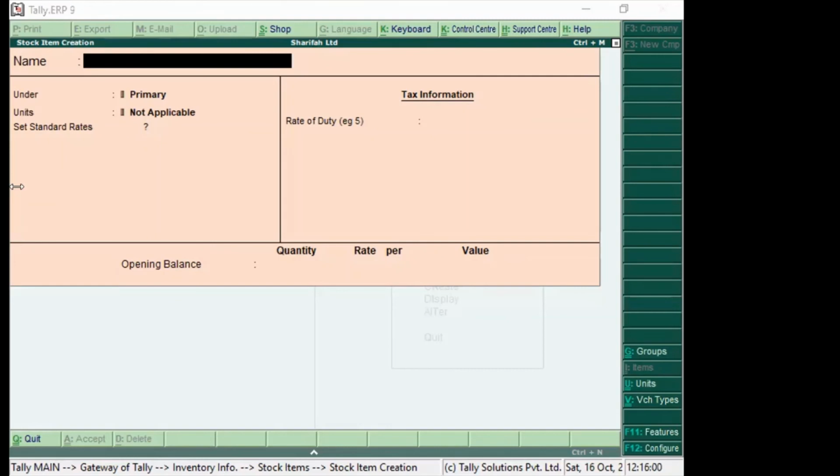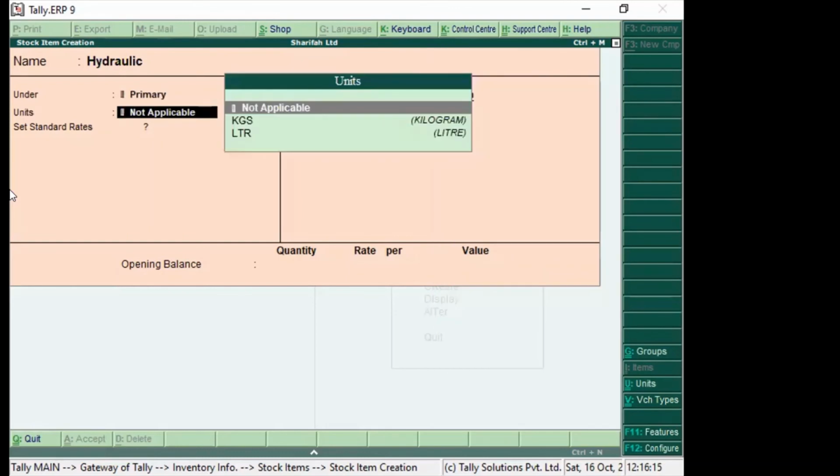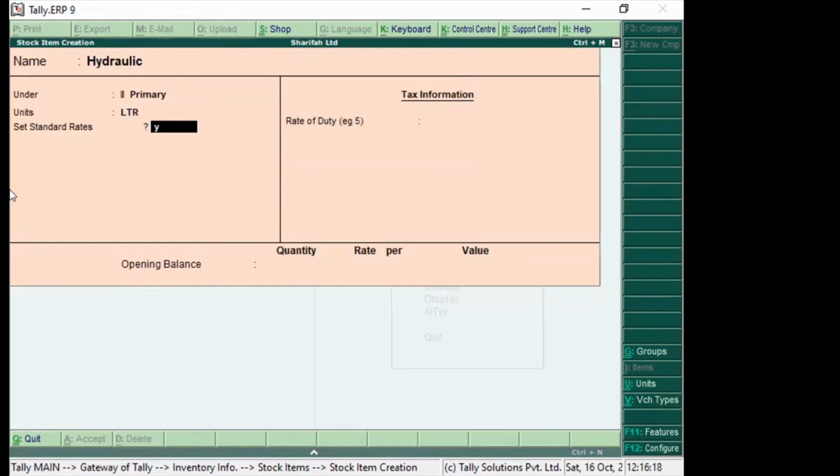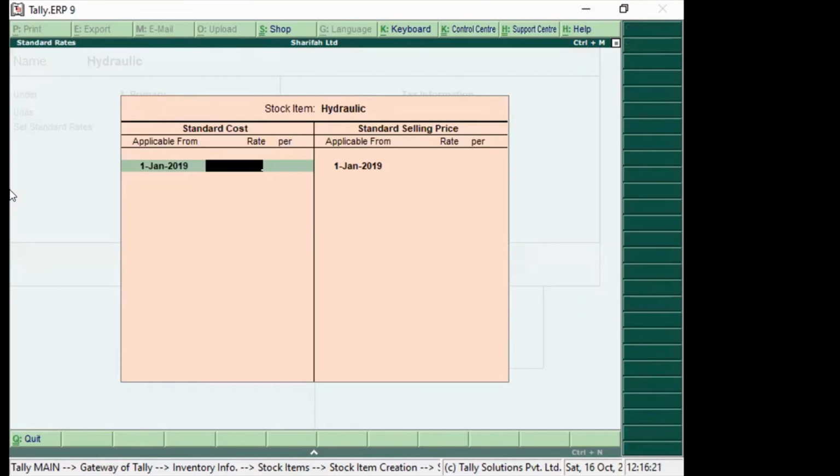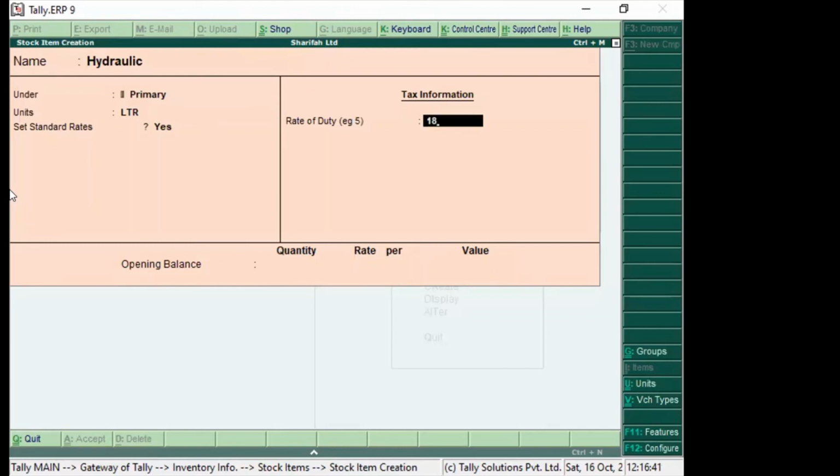We enter hydraulic, it's in liters also. We allow rates. The rate is how much? The unit cost is 19,000 and the selling price is 25,000. 19,000 and then the selling price is 25,000 per liter. The tax is 18.